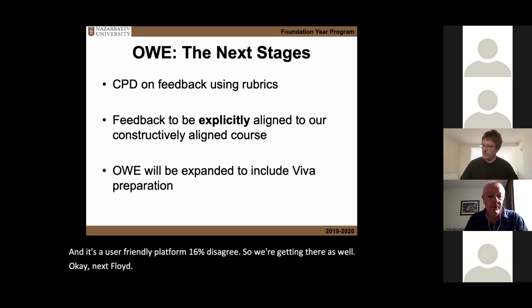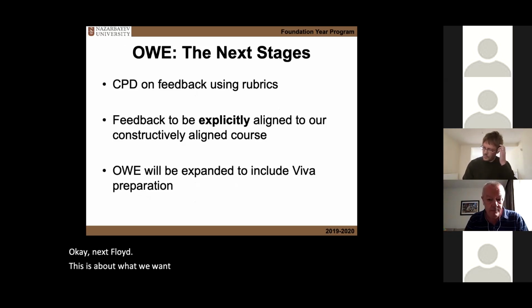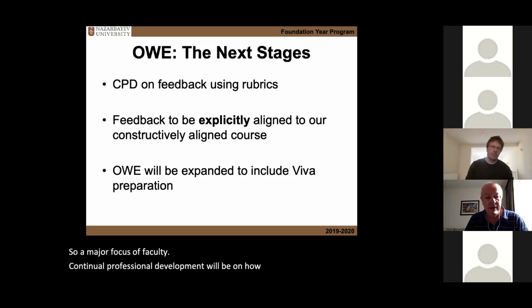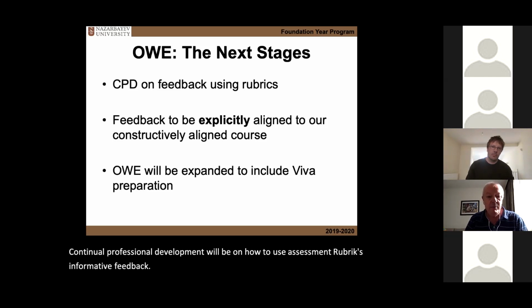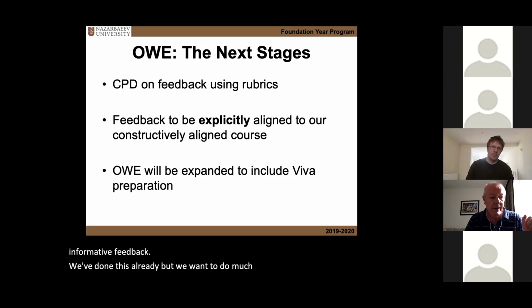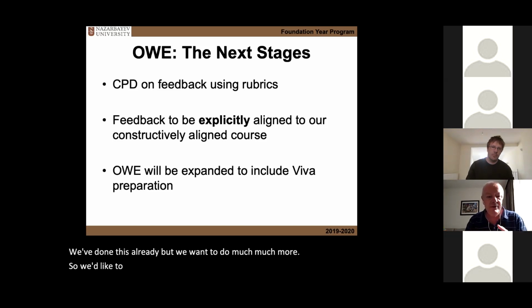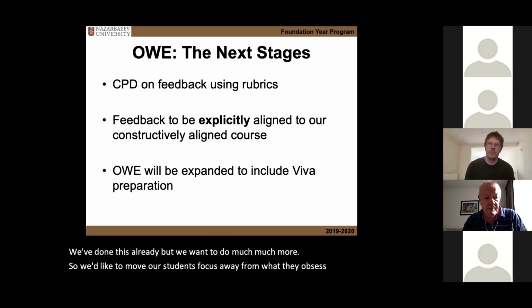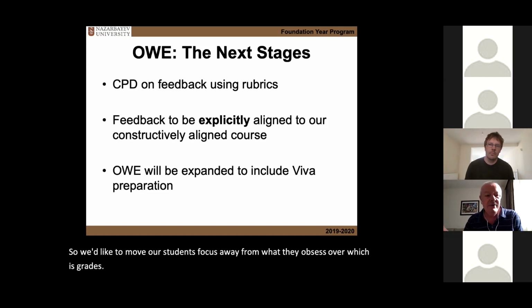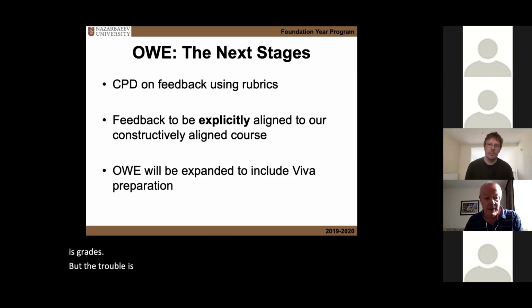This is about what we want to do next with O. So a major focus of faculty continual professional development will be on how to use assessment rubrics and informative feedback. We've done some of this already, but we want to do much, much more. So we'd like to move our students' focus away from what they obsess over, which is grades. But the trouble is the grades themselves don't provide any feedback on how performance can be improved.